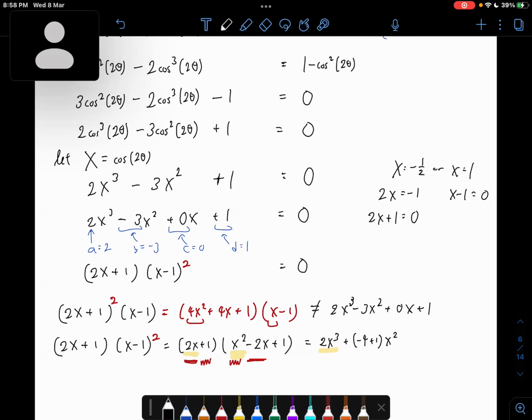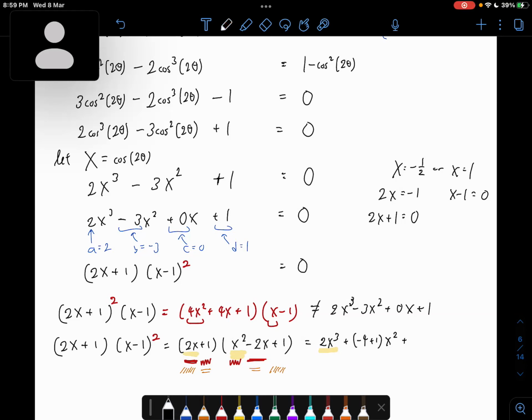Okay, then how do you get the linear term, the power 1 term? So I use orange. 2x can multiply by 1. Positive 1. 1 times minus 2x, so actually nothing. So plus 0x. Okay. And the 1 is just 1 times 1.